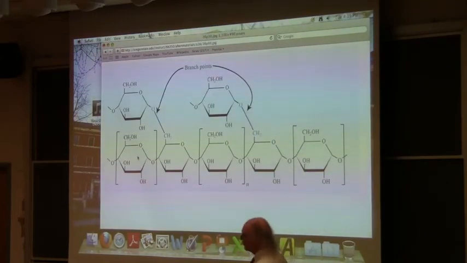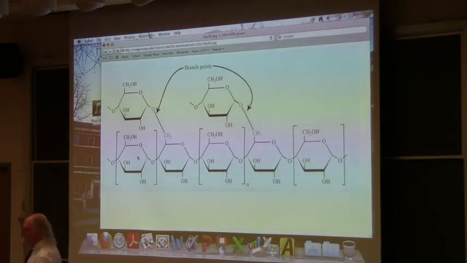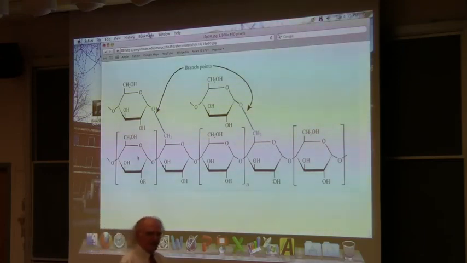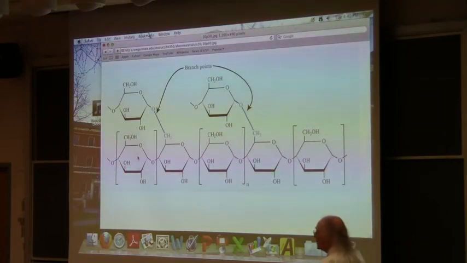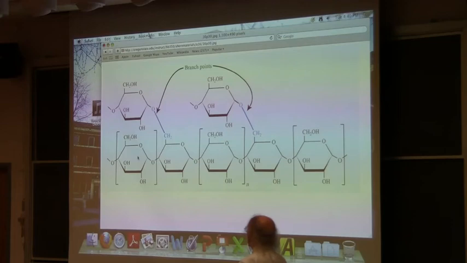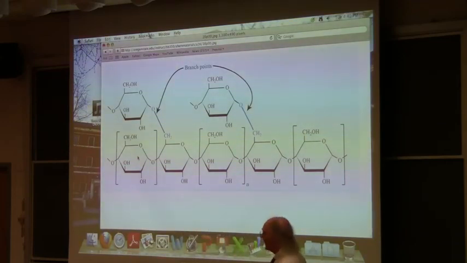Glycogen is a related compound. Amylose is found in plants, by the way. Glycogen is a related compound that is a storage form of glucose for animals. So amylose is a storage form for plants. Glycogen is a storage form for animals. Okay? Now, glycogen is not identical to amylose. It is a polymer of glucose, yes. And yes, it has many sugars joined with alpha-1,4 linkages, but it also has some branches that are alpha-1,6. There's an alpha-1,6 bond right there.